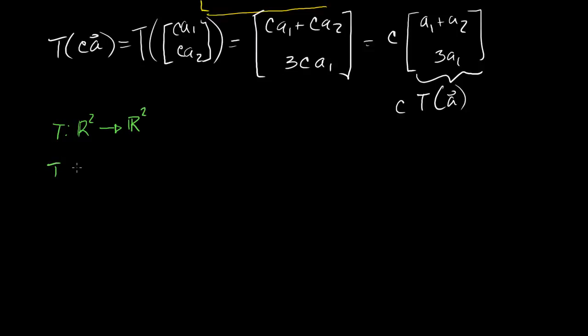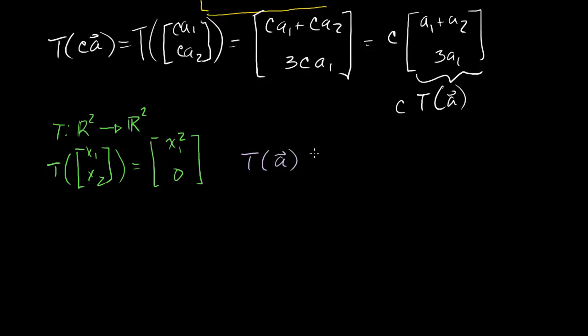But I'm going to define my transformation. Let's say my transformation of the vector x1, x2 is equal to x1 squared and then 0. Just like that. Let me see if this is a linear transformation. So the first question is, what's my transformation of a vector a, where a is the same a that I did before? It would look like a1 squared and then a 0.